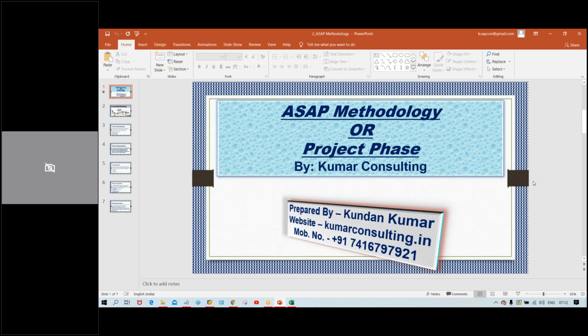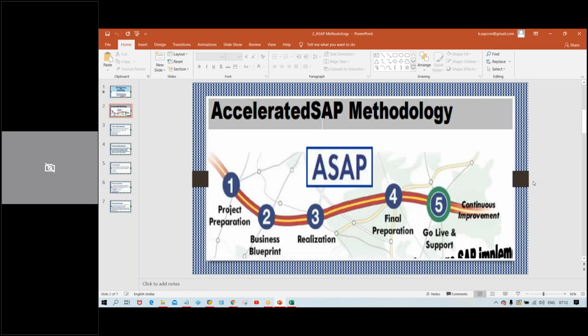Okay, now, look at it. This project phase, or so-called implementation project phase, is also called ASAP methodology. It's a kind of methodology, guys, which is going to accelerate the speed of our implementation, and that is why it is called ASAP methodology. It stands for Accelerated SAP methodology. Even it is called ASAP roadmap methodology also.